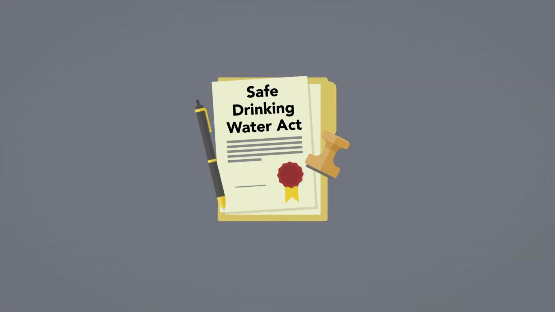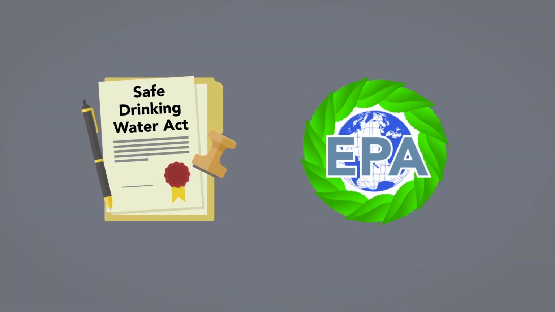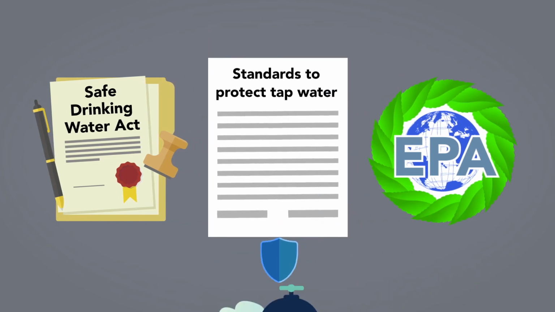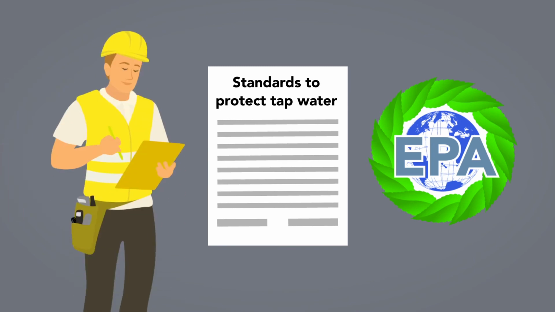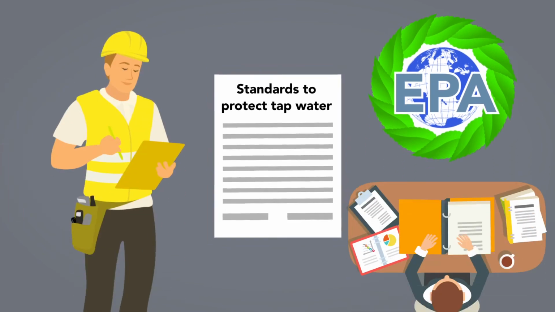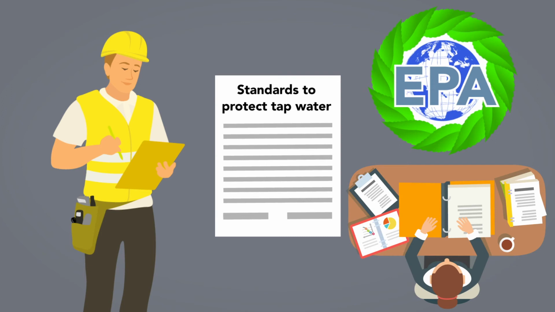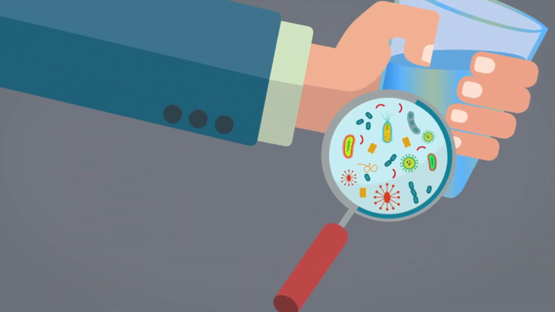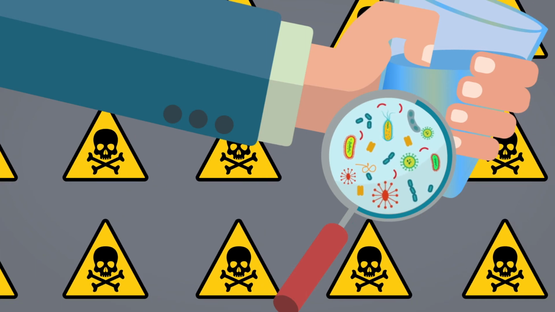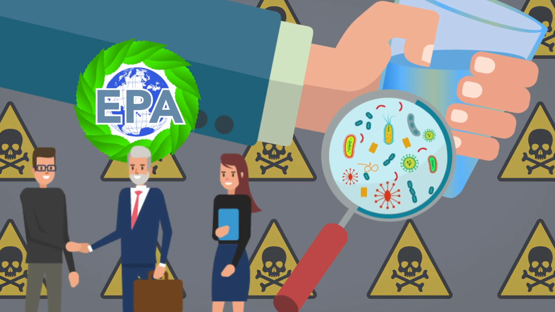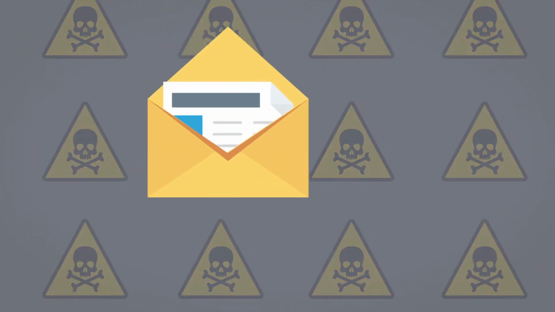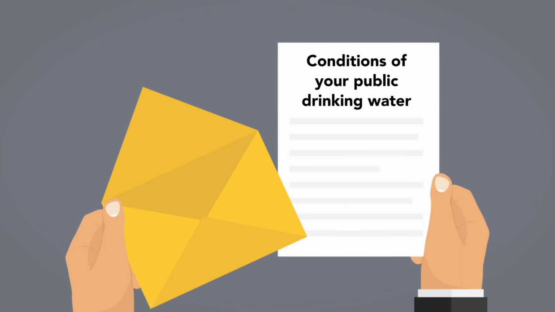The Safe Drinking Water Act authorized the Environmental Protection Agency to establish standards to protect tap water. To ensure these standards are being met, the EPA conducts on-site visits and reviews information local governments submit about their public drinking water sources. If water sampling results show that a contaminant is present at an unsafe level, the EPA must work with the state to prevent or remove contaminants. Consumers affected by the contamination must be notified about the conditions of their public drinking water.